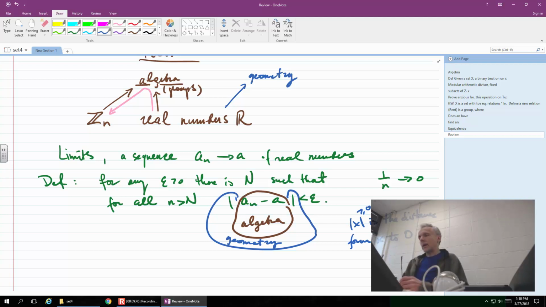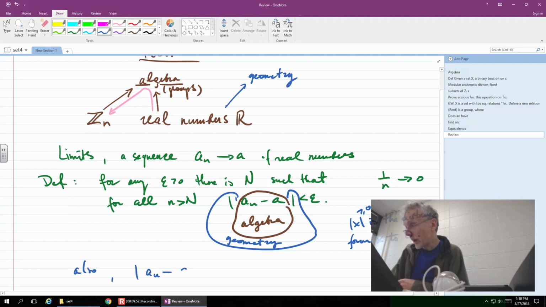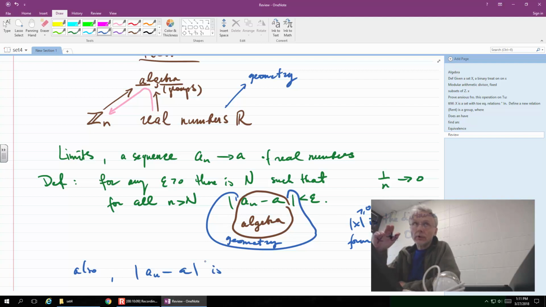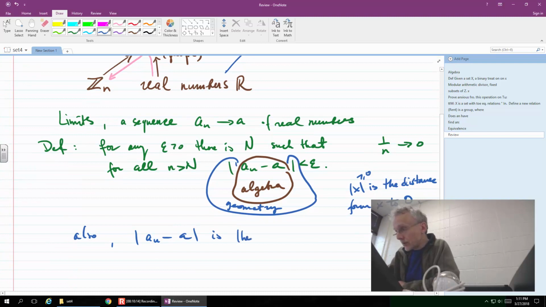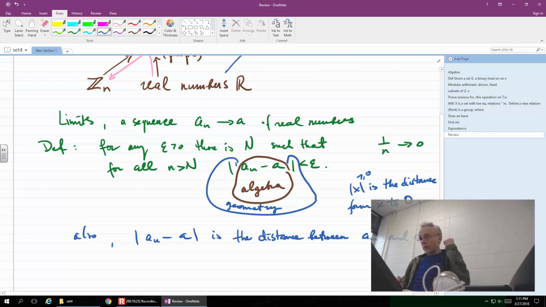Okay, but here they are mixed up together, and as a matter of fact, the absolute value of x is the distance from x to 0. In the meantime, absolute value a_n minus a is what? The absolute value of the difference of two numbers, what is it? The distance between them, right? Between these two, a_n and a. Okay.